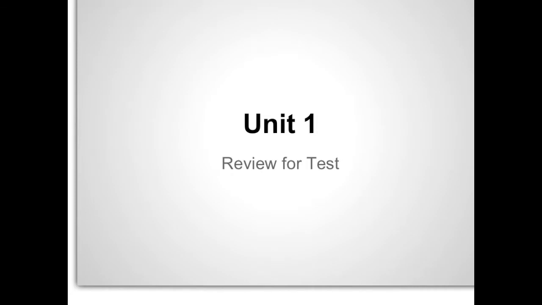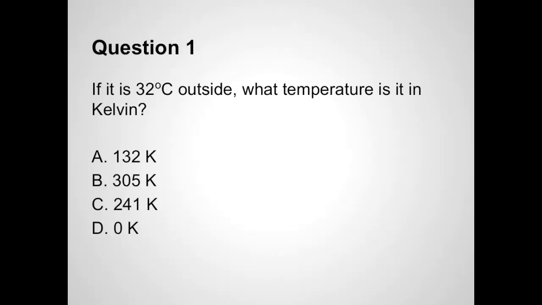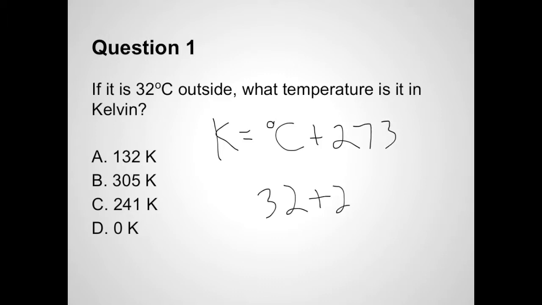This is the review for the Unit 1 test for Honors Chem. Question 1. If it is 32 degrees outside in Celsius, what is the temperature in Kelvin? So you need to remember that Kelvin, which is based on absolute zero, is equal to degrees Celsius plus 273. So 32 plus 273 equals 305. So that'd be answer B.